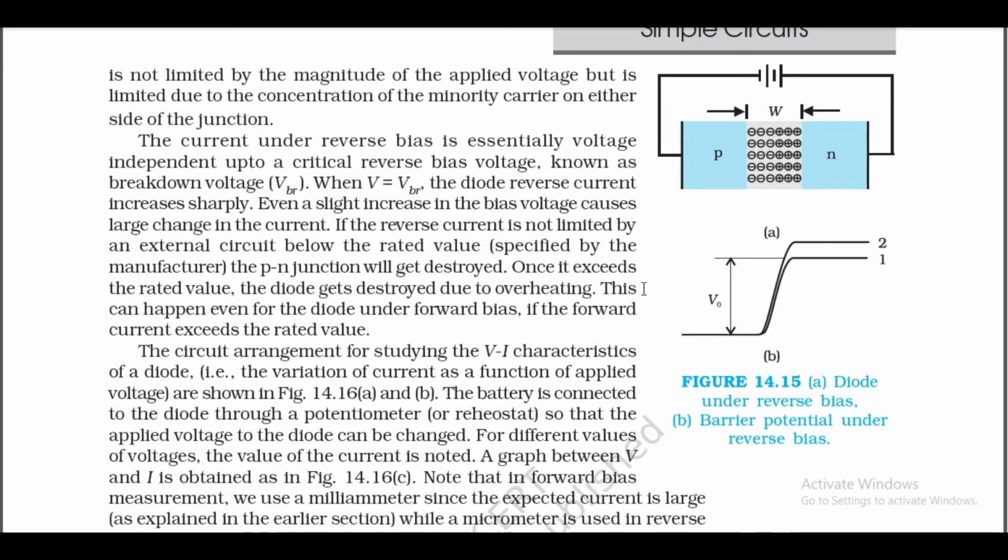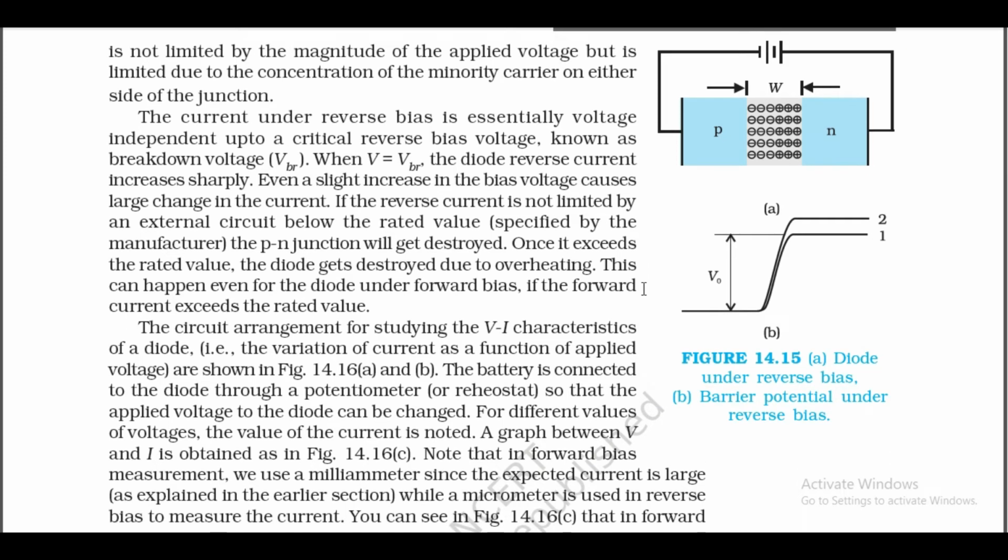voltage independent up to a critical reverse bias voltage known as the breakdown voltage V_BR. When V is equal to V_BR, the diode reverse current increases sharply. Even a slight increase in the bias voltage causes a large change in the current. If the reverse current is not limited by an external circuit below the rated value specified by the manufacturer, the PN junction will get destroyed. Once it exceeds that rated value, the diode gets destroyed due to overheating.